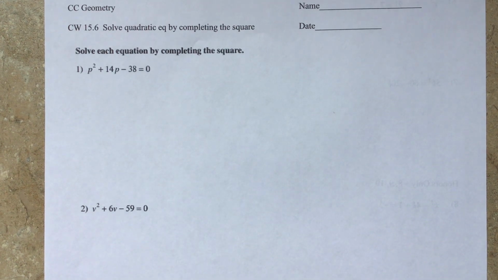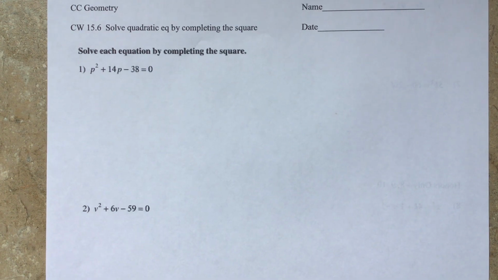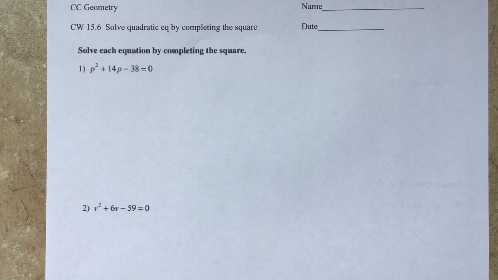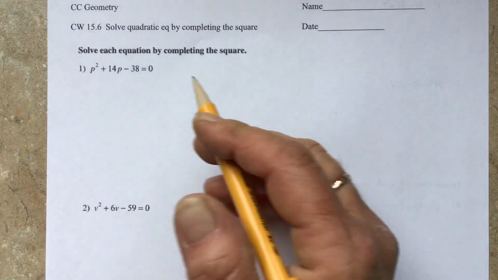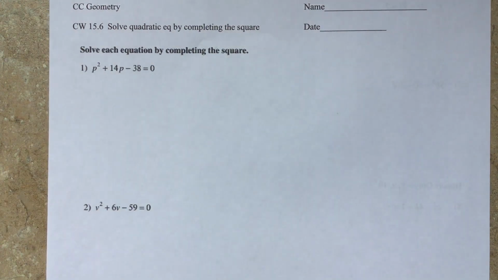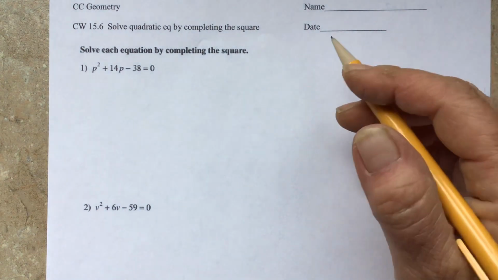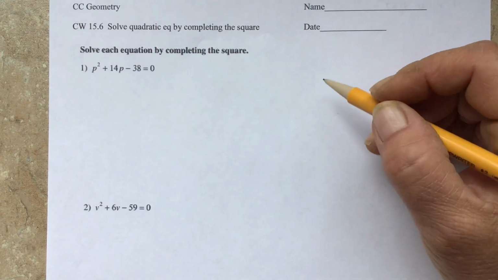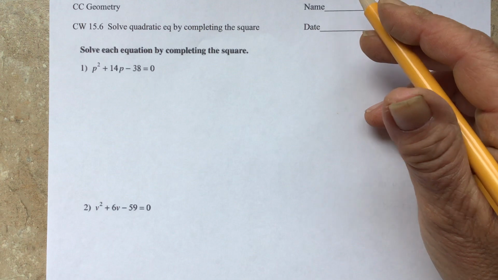Hi, everybody. Today we're going to review something that you did last year, but we're going to treat it as though it were brand new. Hopefully you'll catch on and kind of remember what you did last year. Okay, so what we're going to do is called completing the square. We're going to use the concept of the perfect square trinomials, which we talked about on a previous video.